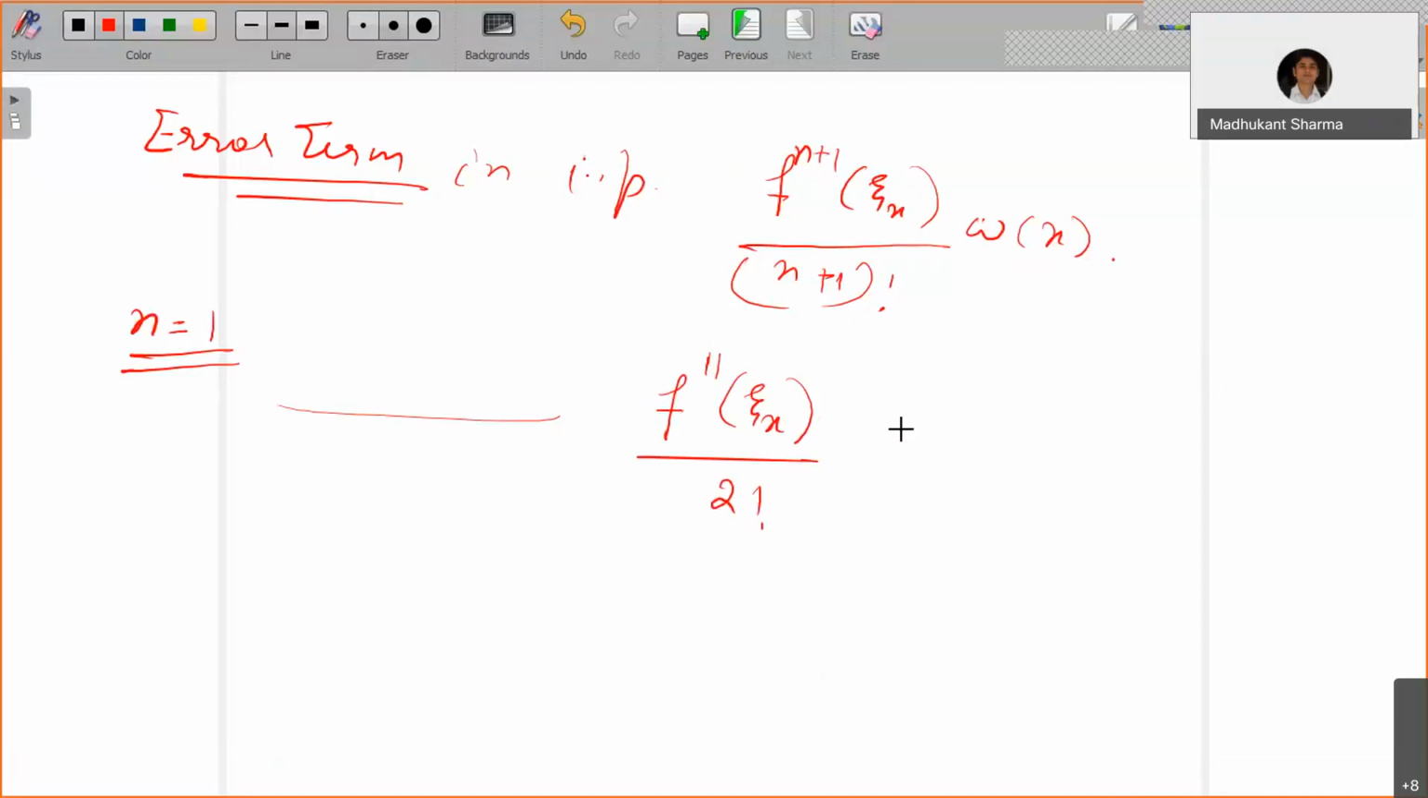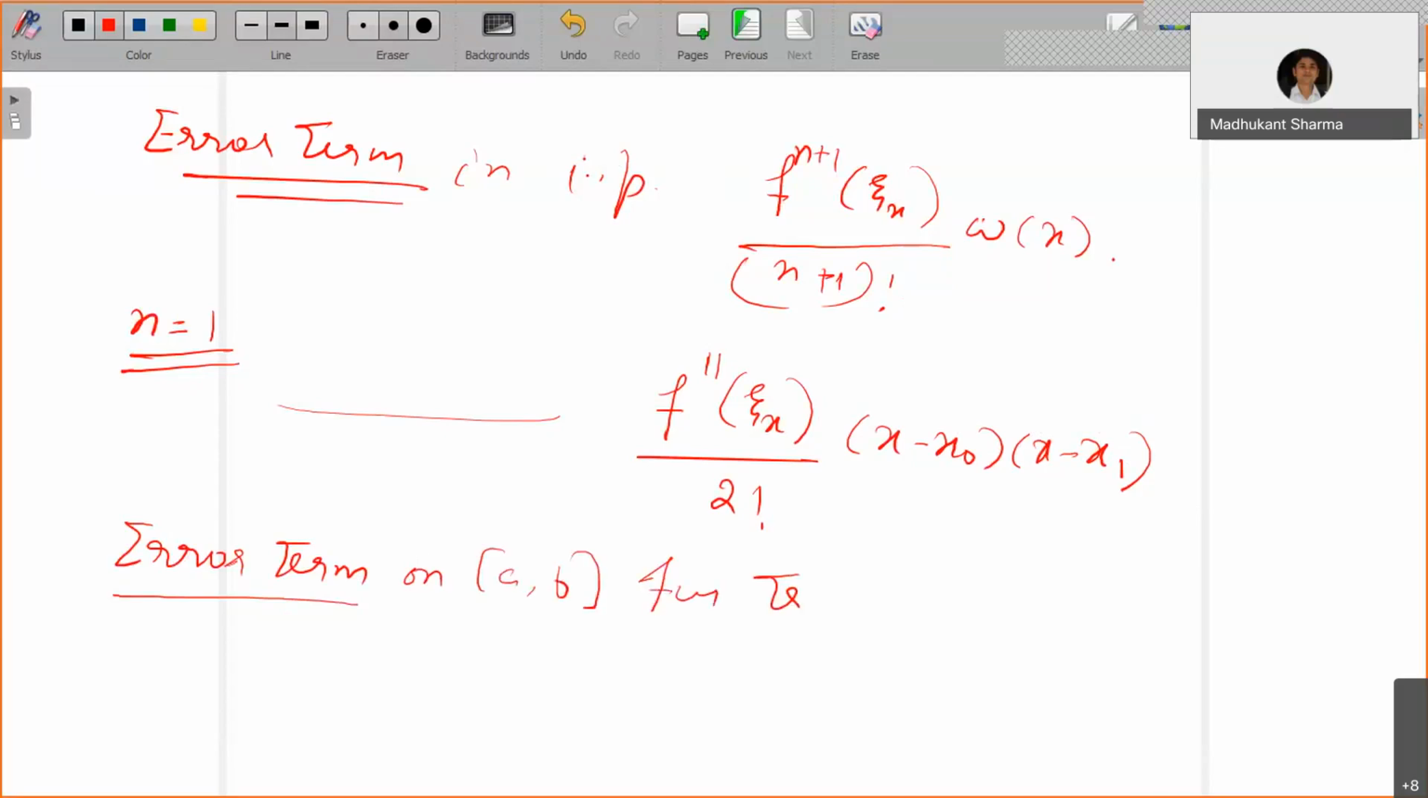and that w of x is what? That is x minus x naught into x minus x1. Right, that is w of x. Now we wish to get the error term for this. So now what you can do is, the error term on a single interval, we are talking about a single interval on a, b, for the trapezoidal rule.